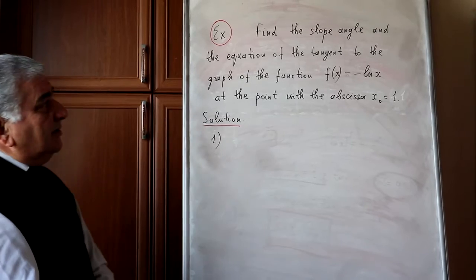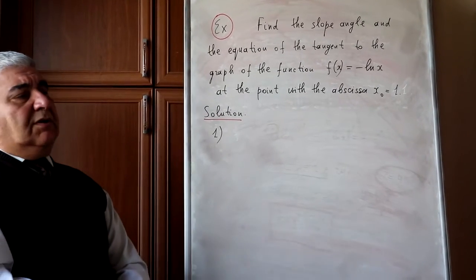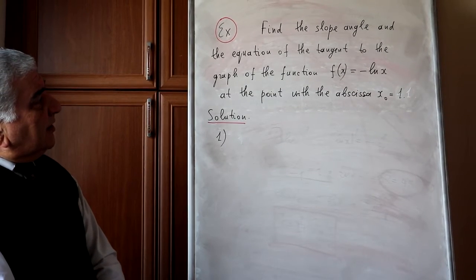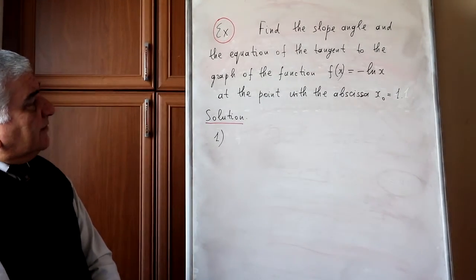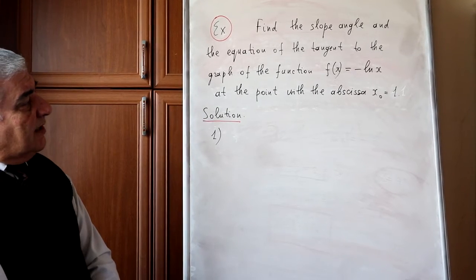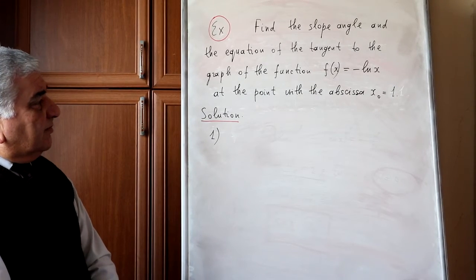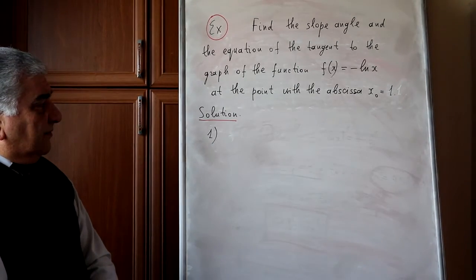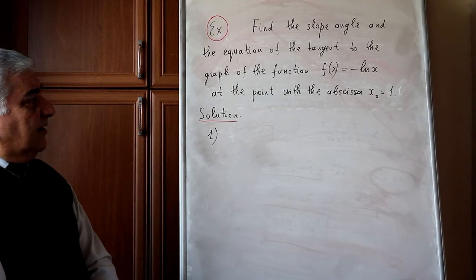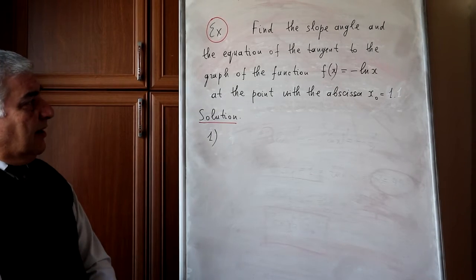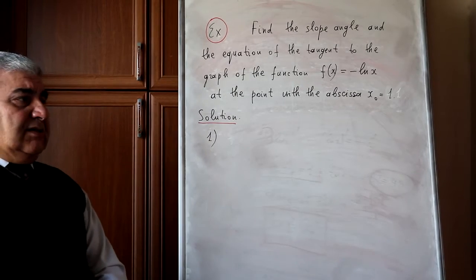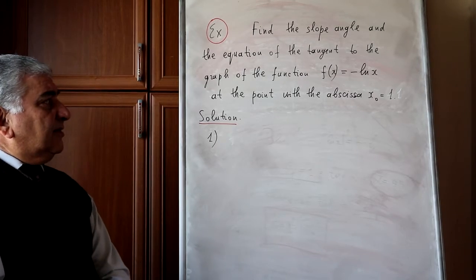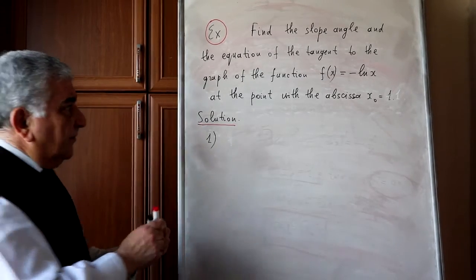Now consider the example on geometric application of the derivative. Find the slope angle and the equation of the tangent to the graph of the function f of x equals minus natural logarithm of x at the point with the abscissa x sub 0 equals unit. Solution. First find the slope angle. For this we must find the derivative of the given function.